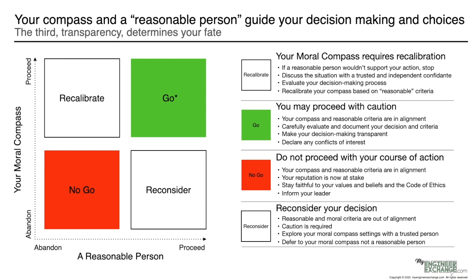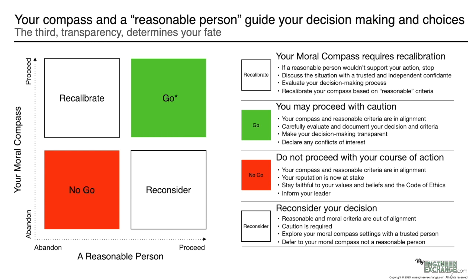If we head up to the top right-hand quadrant, you will also see a proceed with caution. So this is where a reasonable person says, yep, that sounds fine to me, off you go. And that's where your internal moral compass also says, yep, I think you can go ahead with that decision. So again, we've created alignment. But what I'd encourage you to do is carefully evaluate and document your decision and the criteria you've used, and always make your decision making transparent. And of course, you must declare any conflicts of interest.